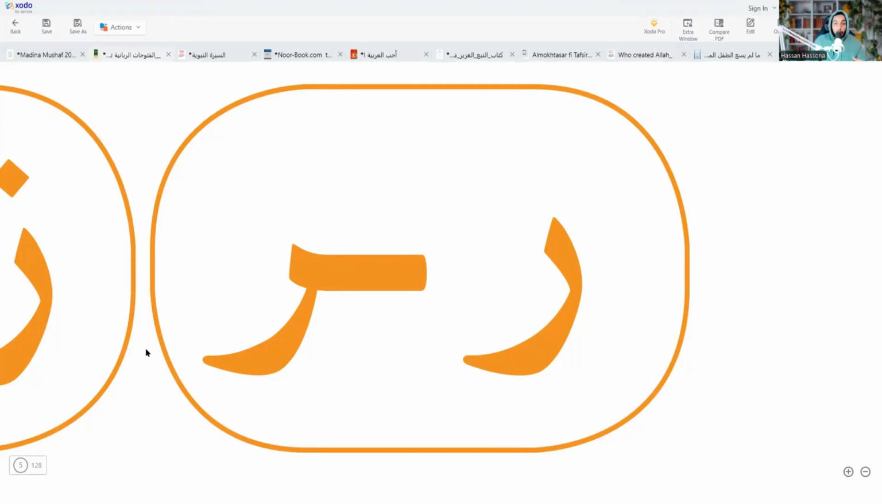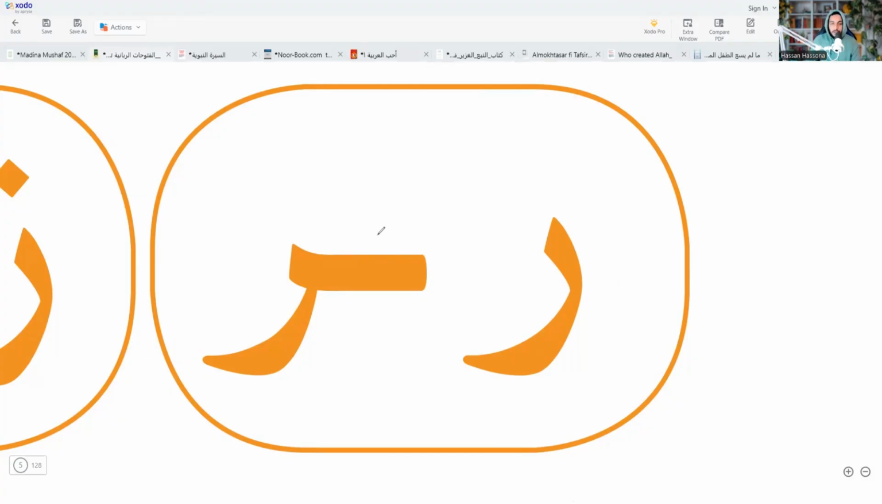Ra, ru, and ri. I want you to imagine your tongue jumps up like a tiny rabbit and comes back down. That's very fast, very short. Ra, ra, ra, ra. That tiny jump makes the sound ra.